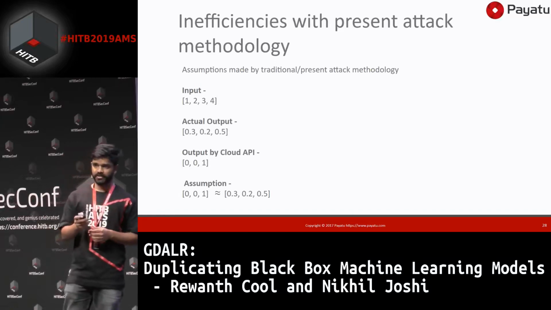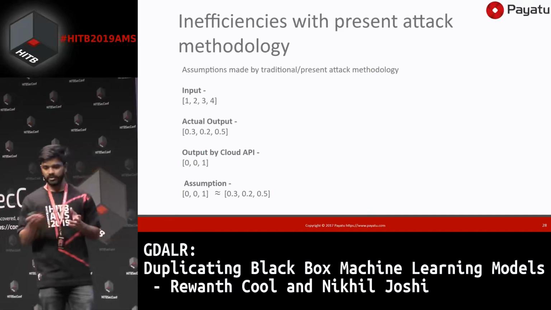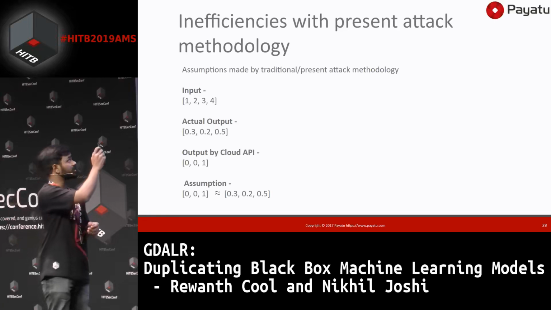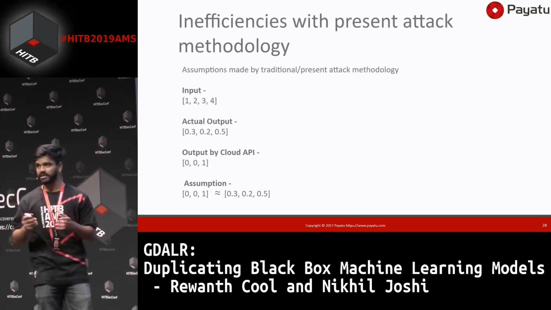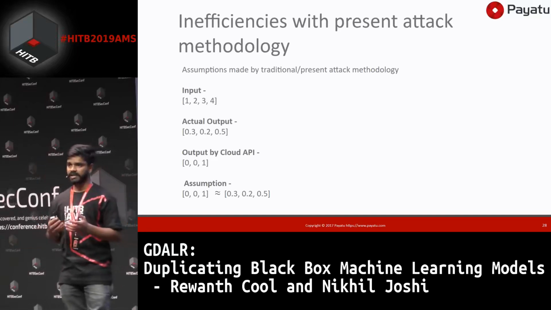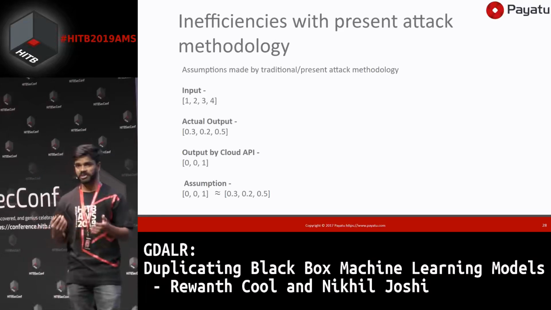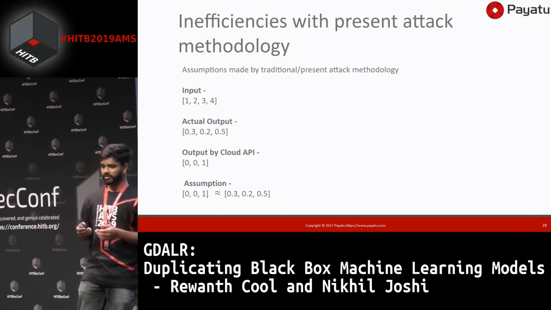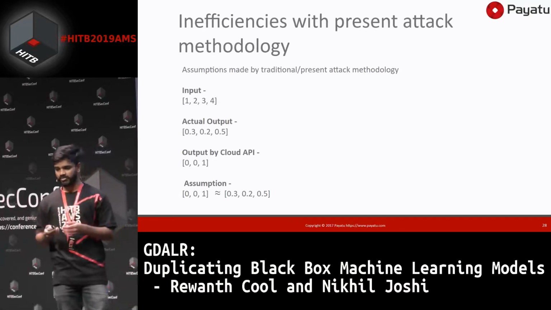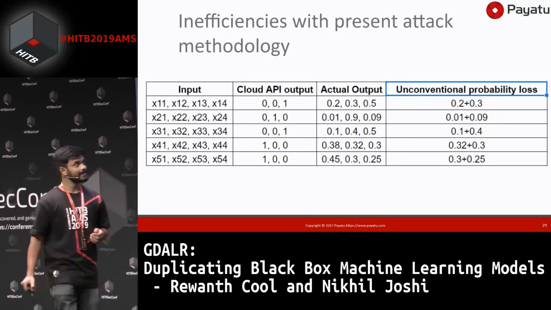Their standard assumption is that 0, 0, 1 as the final output is equal to the probabilities of each class. They miss out the 0.3 and 0.2 probabilities, and they assume them to be 0. So that's where the attackers fall short in duplicating or stealing these models properly. It will take so much time and resources for them to reach the final efficient model.